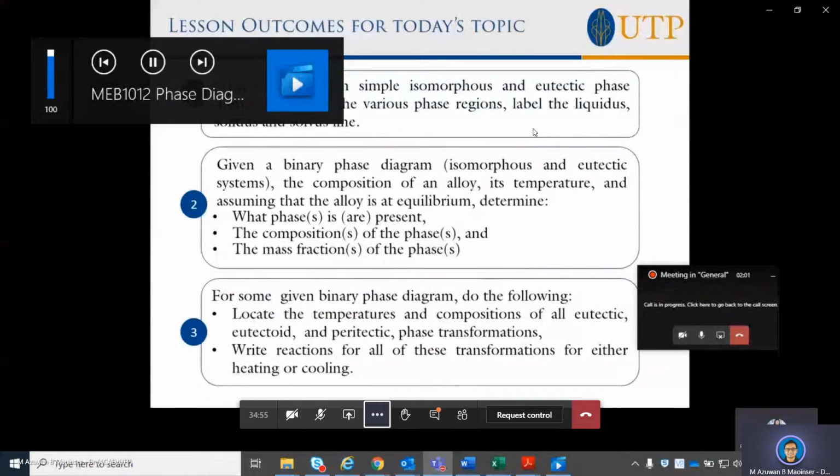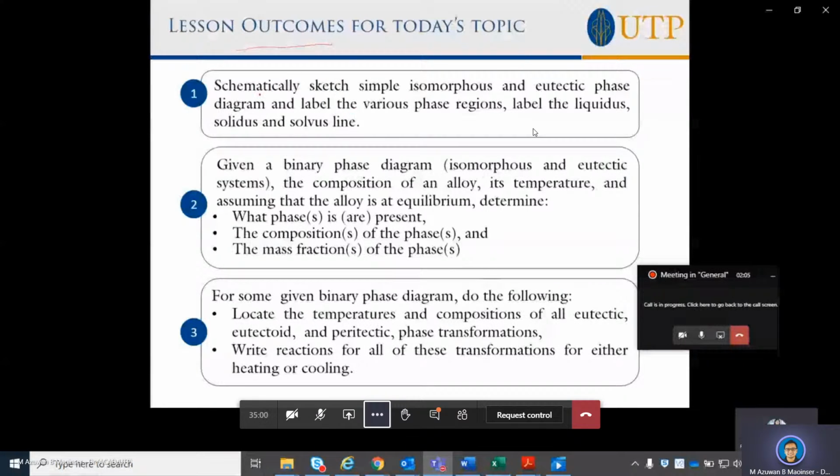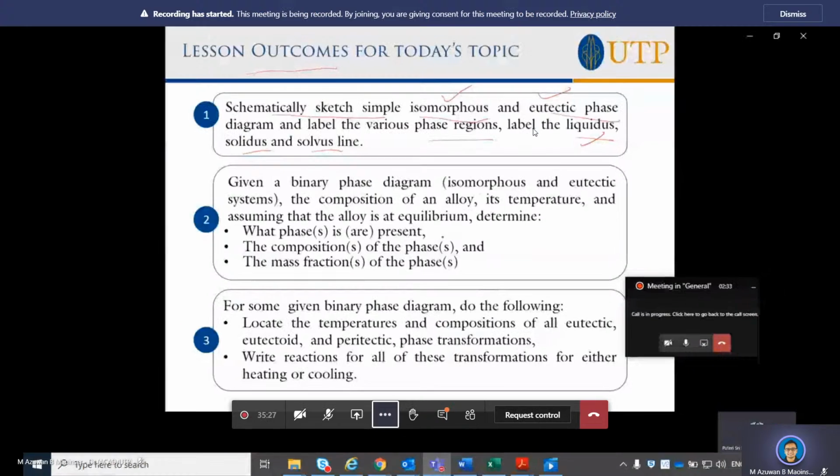These are just your learning outcomes, right? You are expected to sketch simple isomorphous and eutectic phase diagrams and label the various important regions: the liquidus, the solidus, and the solvus line, right? And you notice that there are new terms that you have never seen before: isomorphous, eutectic. I'm not sure, maybe you have heard liquidus, solidus before. But of course, in this topic, many things are quite new to you, but it's interesting to learn, right?